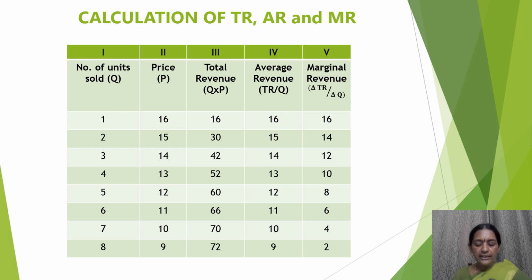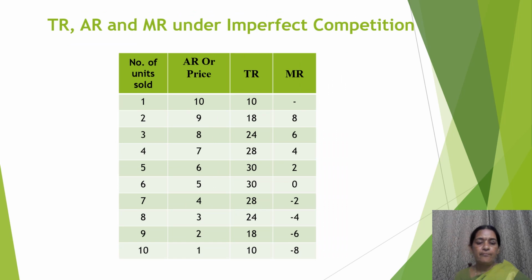And for calculating marginal revenue, you have to find out the difference between the two successive total revenues. Likewise, we have to calculate total revenue, average revenue and marginal revenue for the remaining units. This table shows the derivation of total revenue, average revenue and marginal revenue under imperfect competition.